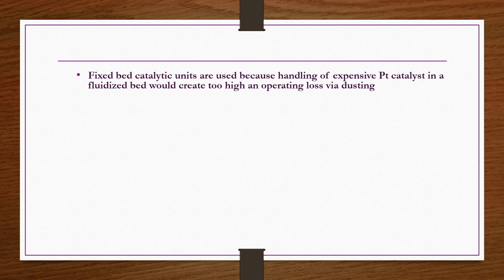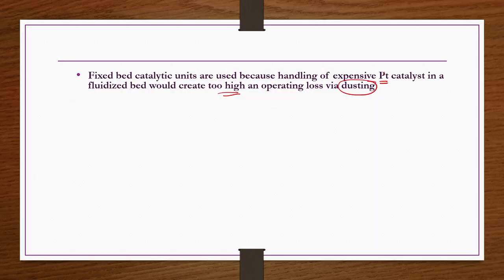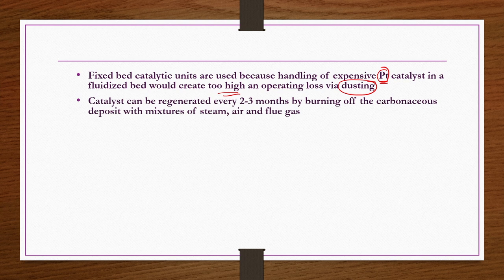Fixed bed catalytic units are used because handling of expensive platinum catalyst in a fluidized bed would create too high an operating loss via dusting. Because in fluidization, you have to use some fluid medium to fluidize the feed material. The catalyst particles are taken in granulated or powder form in general, so there might be loss of catalyst because of dusting while fluidization is taking place. And you cannot afford dusting losses of a platinum catalyst because it is very, very expensive.